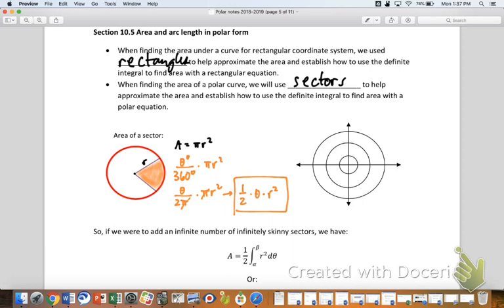So how is this used in calculus? Let's make something up. Let's just say we've got a cardioid. That's actually a pretty good half of a cardioid. I'm really nervous about this other half.